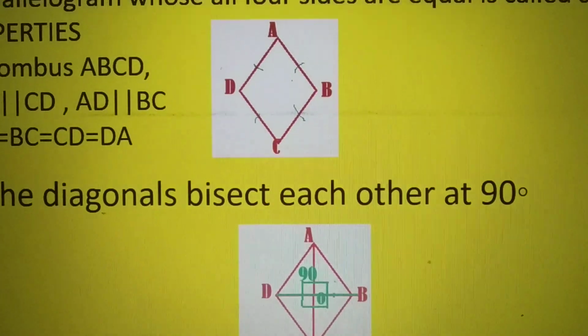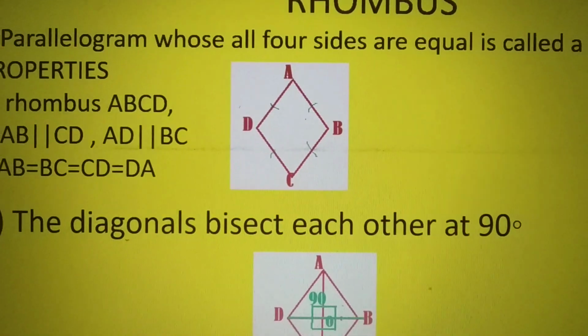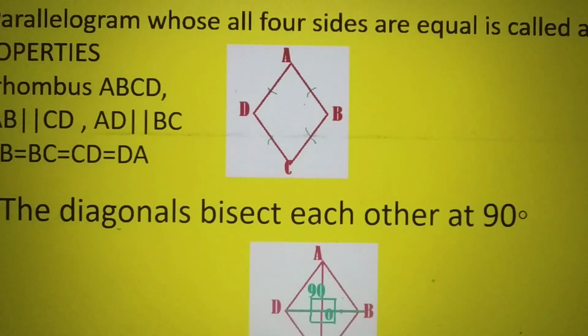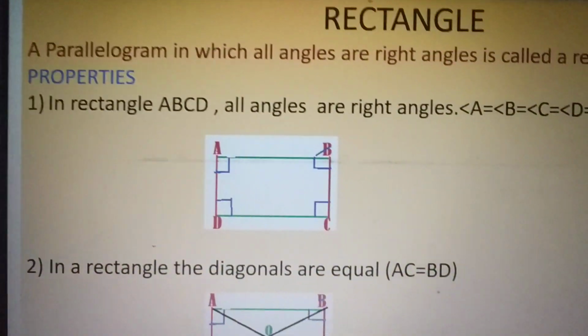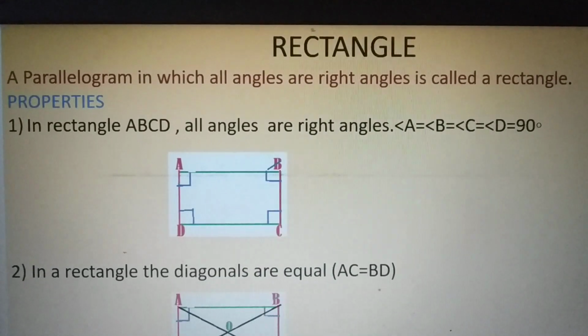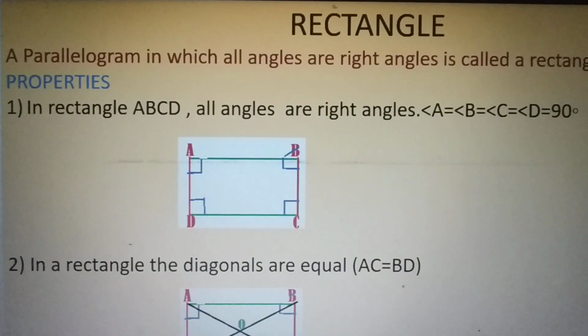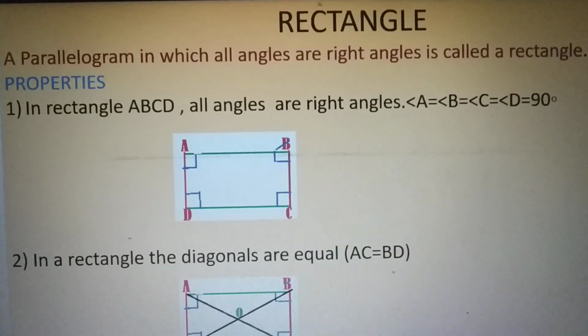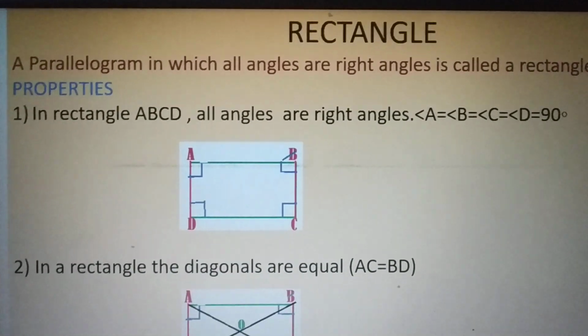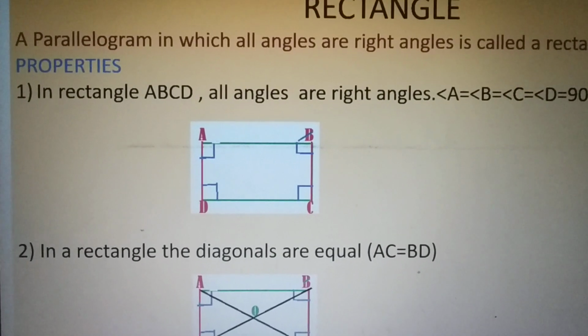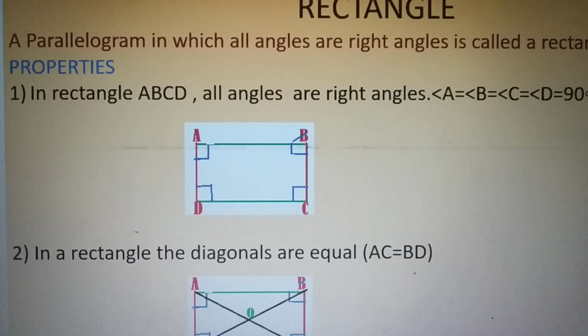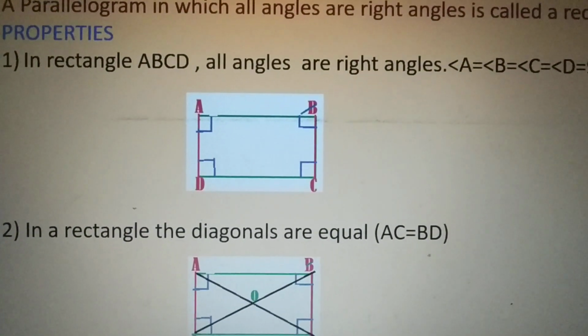So in this way, this 90 degree is very useful for finding the hypotenuse or perpendicular or the base. Now we will move on to rectangle. A parallelogram in which all angles are right angles is called a rectangle. Suppose if you are going to tilt a parallelogram to make it a rectangle, then each angle should be 90 degree. That is, angle A, B, C and D will be equal to 90 degree.